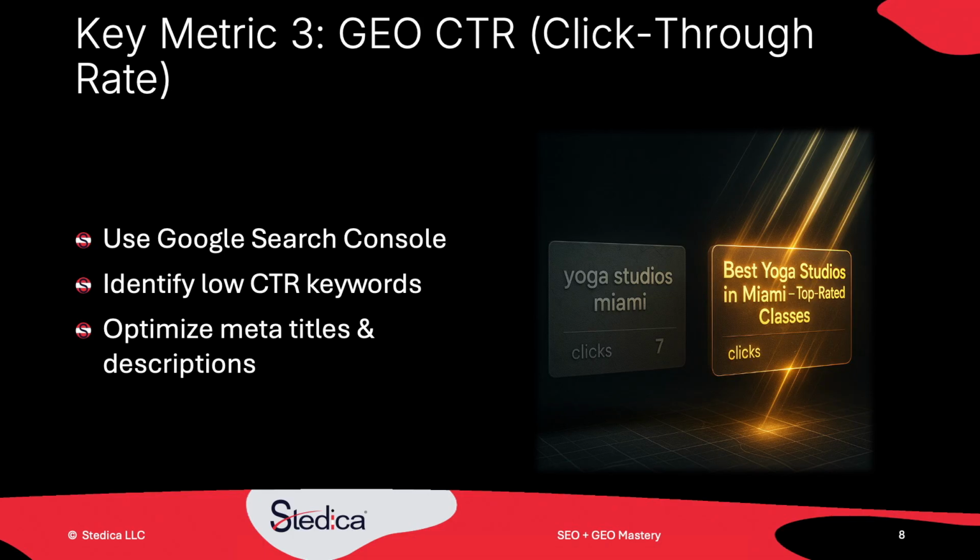3. Geo click-through rate. Look in Google's Search Console and see which local keywords get a lot of impressions but very few clicks. If your top yoga studios in Miami page has low CTR, test a new title like Best Yoga Studios in Miami, Top-Rated Classes.